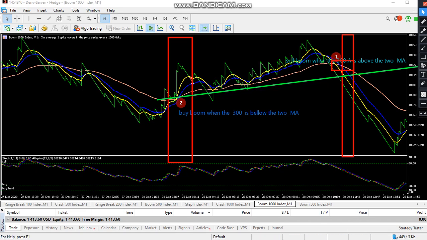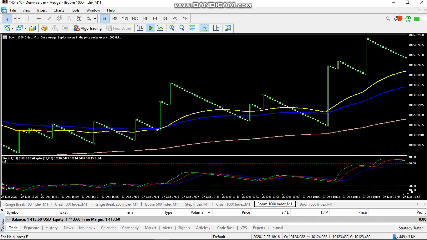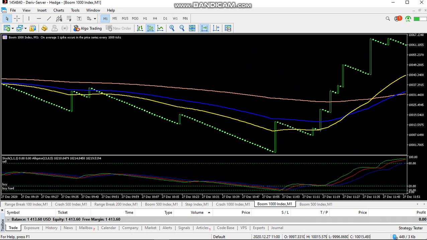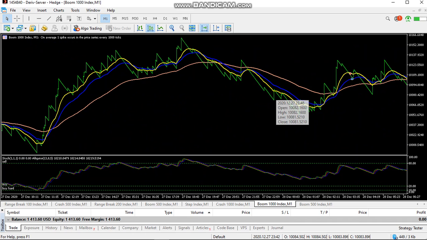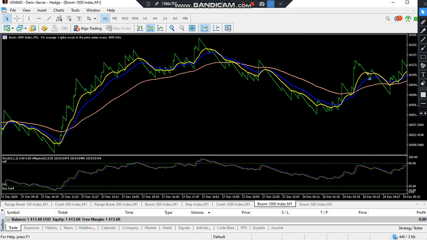So okay, let me show you a previous history again. Let me cancel this. Let me show you a perfect one. Yeah, there it is. I don't know if you can notice it, but let me show you. There it is here. You see, our 300 moving average is now below the 2 moving averages.